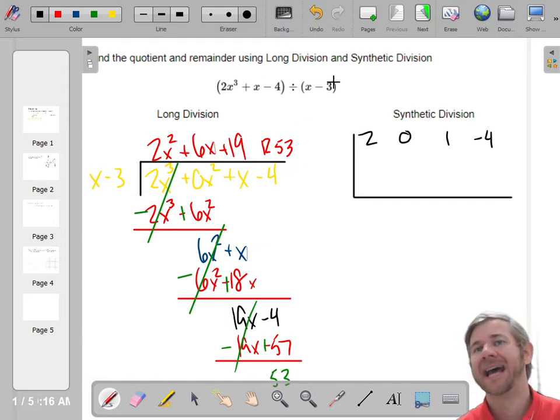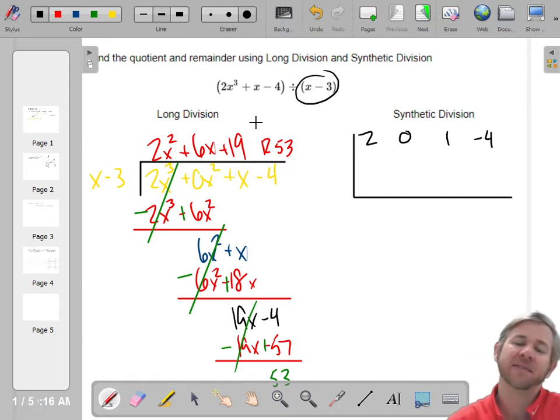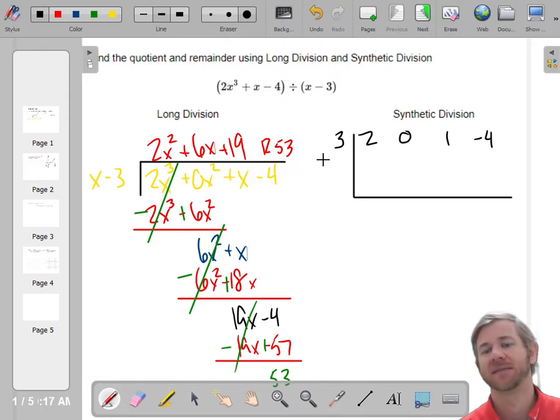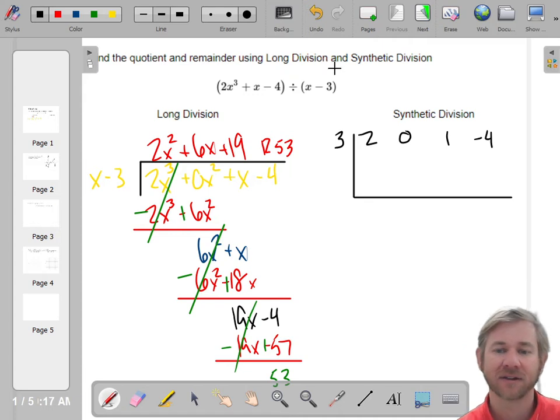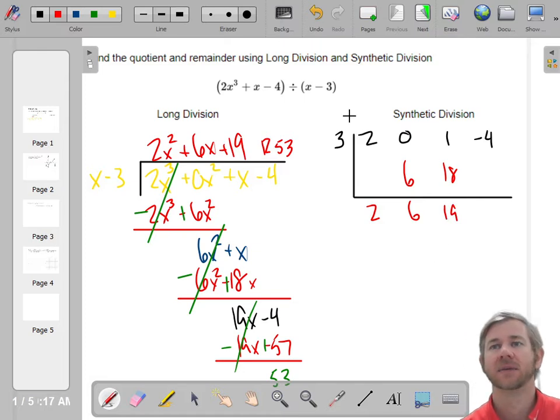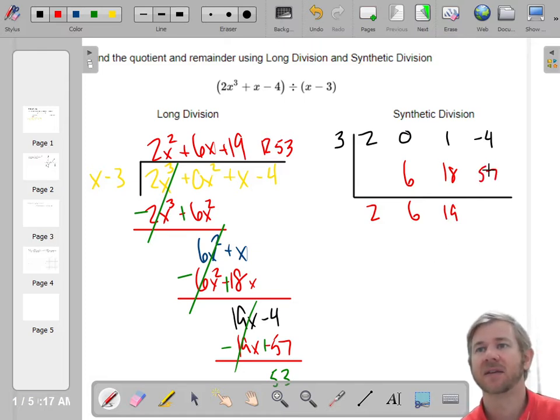There we go. And now, think about it as if I'm giving you a factor and I want you to test a 0. I want you to plug in positive 3. If x minus 3 was a factor, then 3 would be the 0. This is the way I'm going to have you think about these. Now we're going to drop the 2 and let the games begin. 3 times 2 is 6, and now we add. 6 plus 0 is 6. 3 times 6 is 18. 1 plus 18 is 19. 3 times 19 is 57, and 57 minus 4 is still 53.